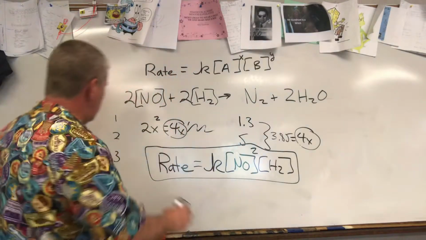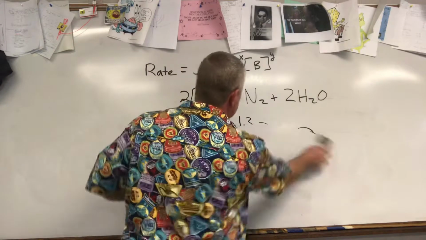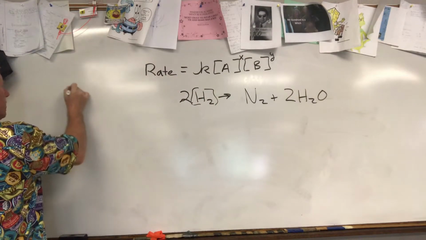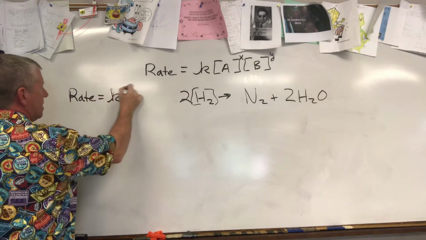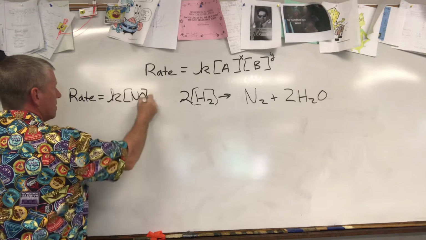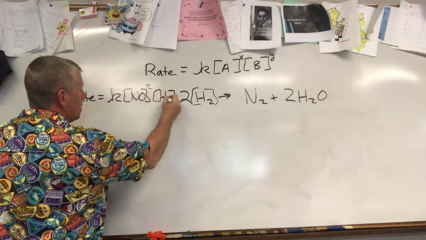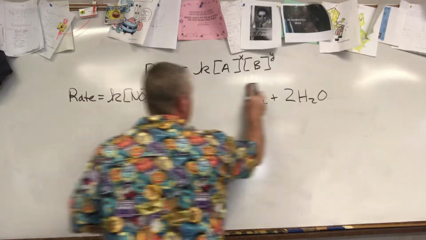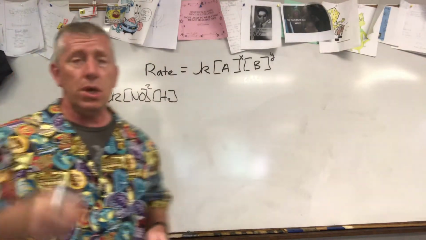Okay, so what we will do is write that down over here. Our rate law for this reaction equals K [NO] squared [H2] single. That's my rate law. Okay, I'm going to get rid of this. Actually, I don't need this anymore. I have my rate law. I'm good to go. Let's figure this out.